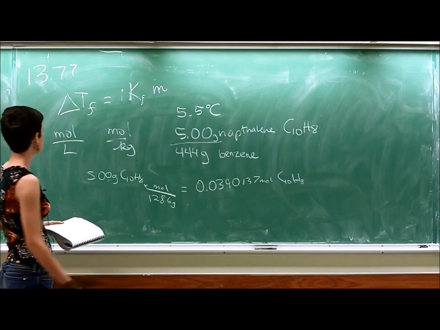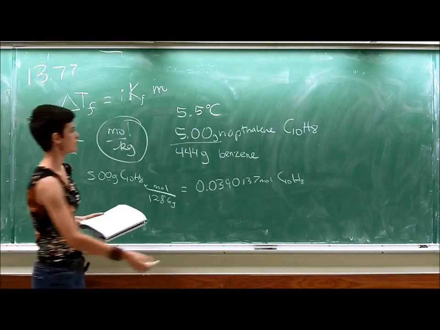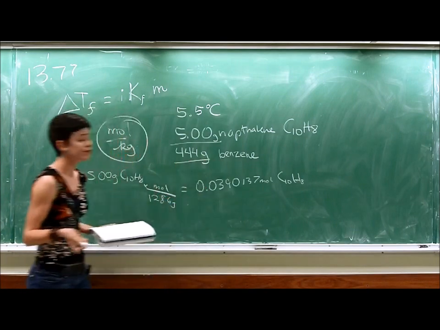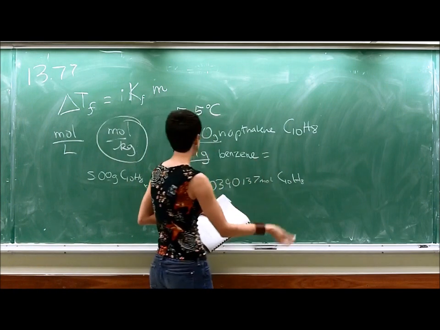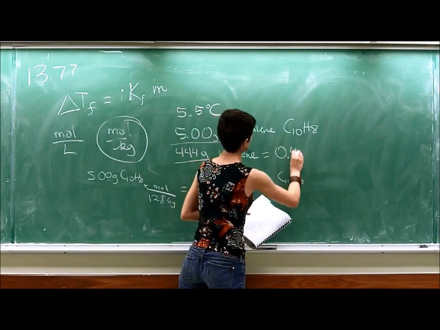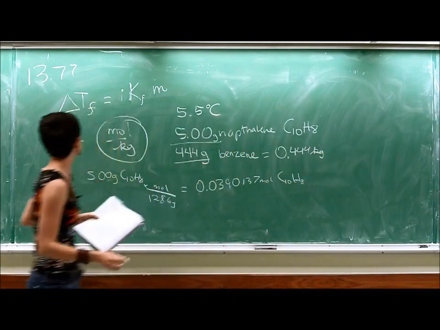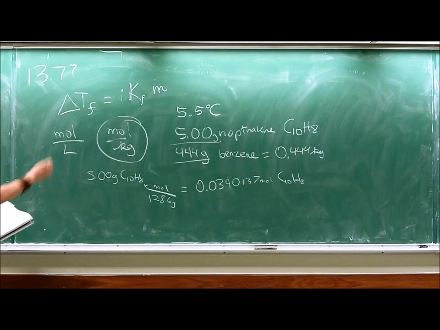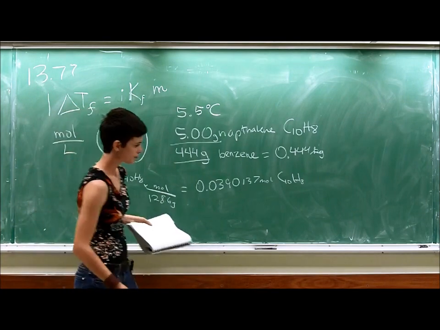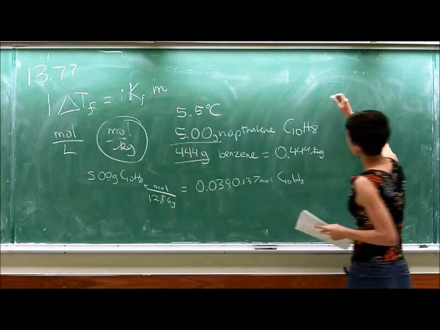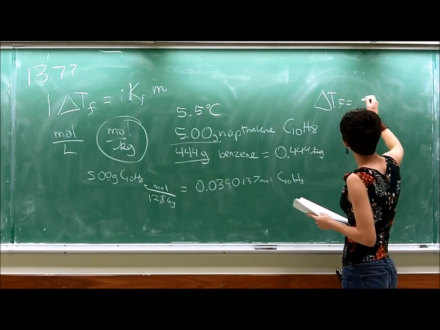So for molality, we want moles per kilogram. We're given the amount of benzene in grams, so we'll just move over the decimal point a little bit: 0.444 kilograms. And it looks like we are just about ready to start applying our formula. So we have change in temperature is equal to i.